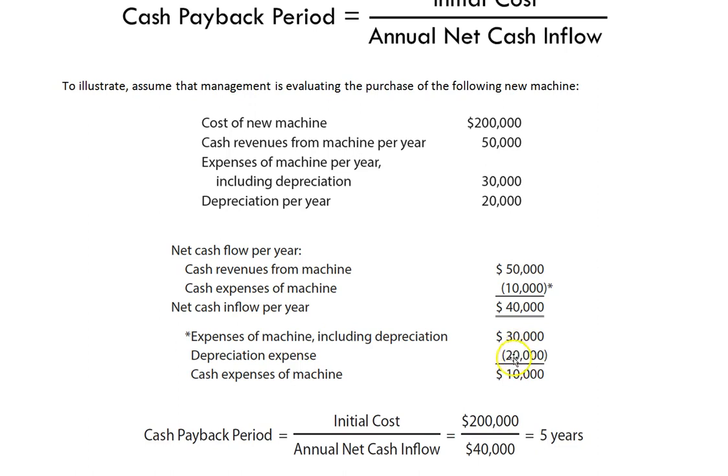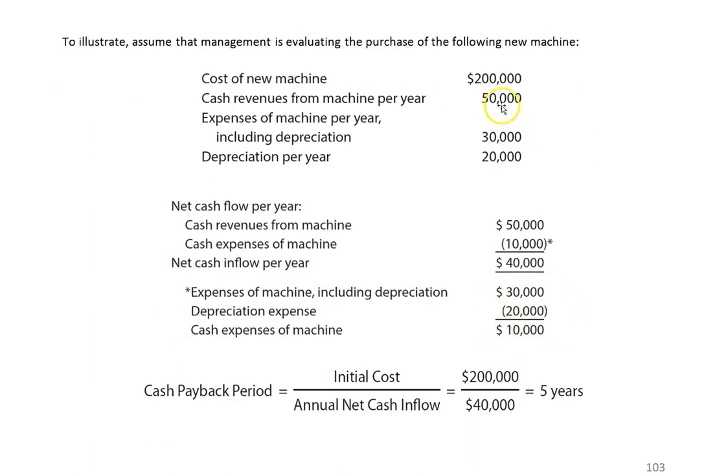Oh, they're showing you they're taking out the depreciation here to get to the 10. So now all we need to do is take that initial investment, the $200,000, and divide it by the $40,000 we expect to get per year. And do the math, you get 5 years. So the cash payback period for this project would be 5 years. That's how long it would take us to get our initial cash outlay of $200,000 back.